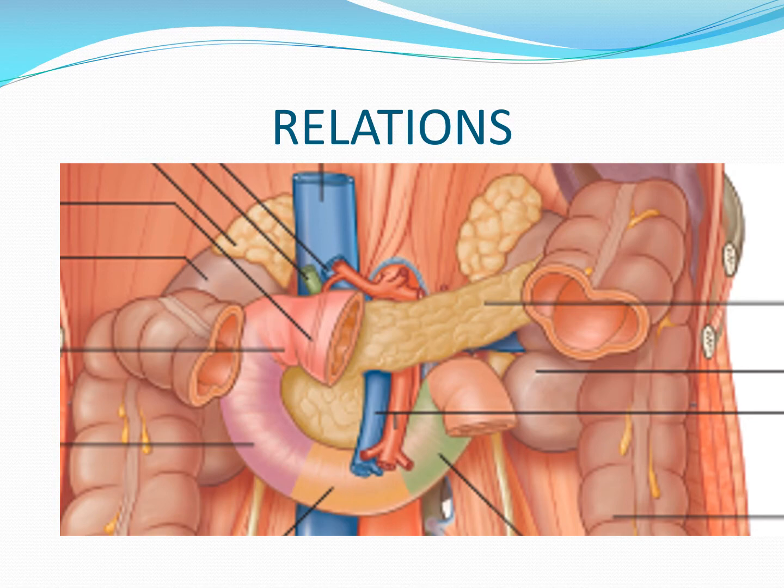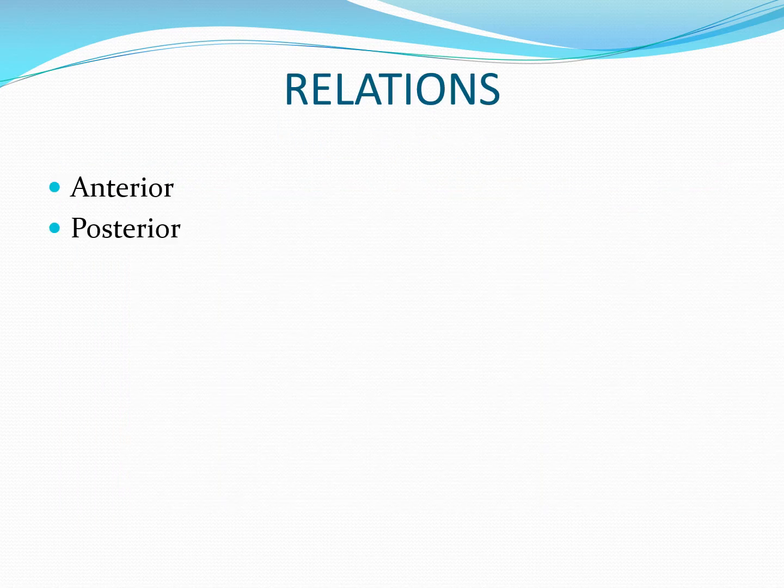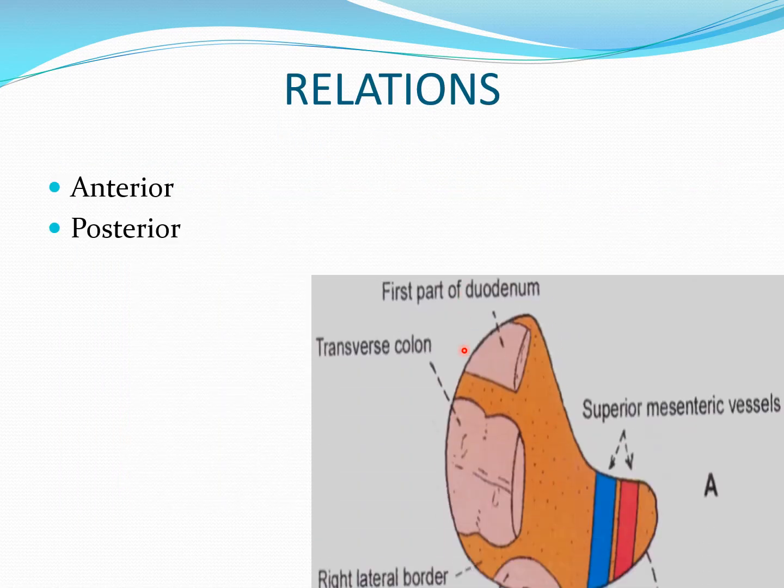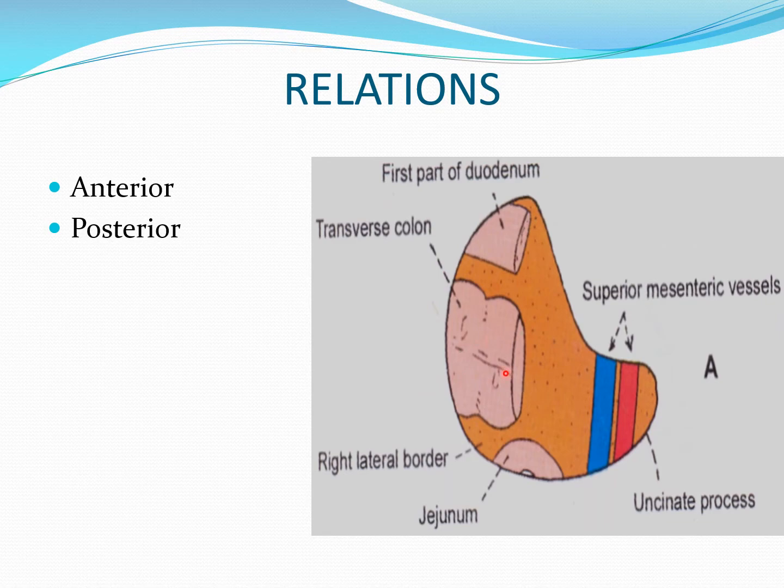It has two surfaces. The anterior surface is related from above downward to the first part of the duodenum, the transverse colon and the jejunum, separated from them by the peritoneum. The posterior surface is related to structures behind. So you see in this diagram the anterior surface: first part of the duodenum, transverse colon, jejunum, separated by the peritoneum. So these are the anterior relations.